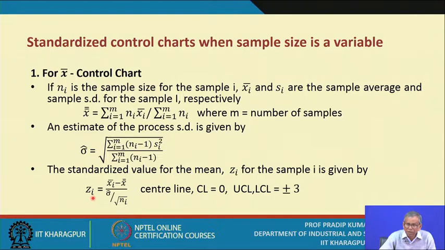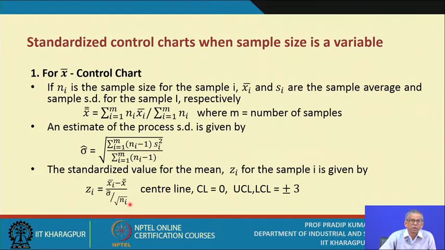That means Zi is equal to xi bar minus x double bar, divided by sigma hat by root over ni. Is it okay? So against each value of xi bar, you need to compute Zi. And for the Zi, the sample standard deviation, that is sigma hat, you have already computed, divided by root over ni.